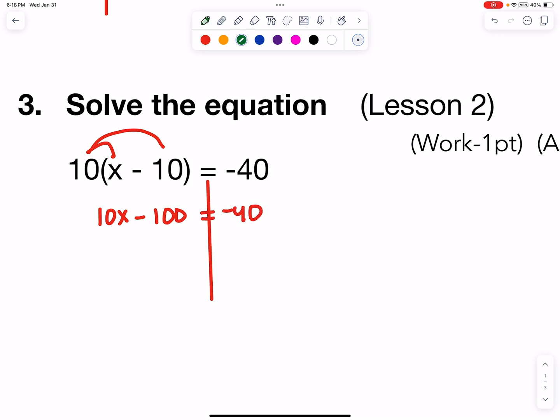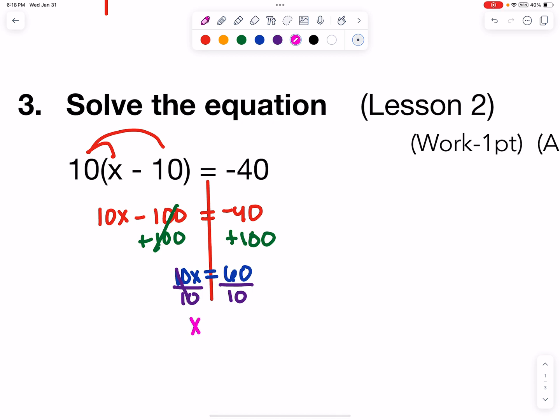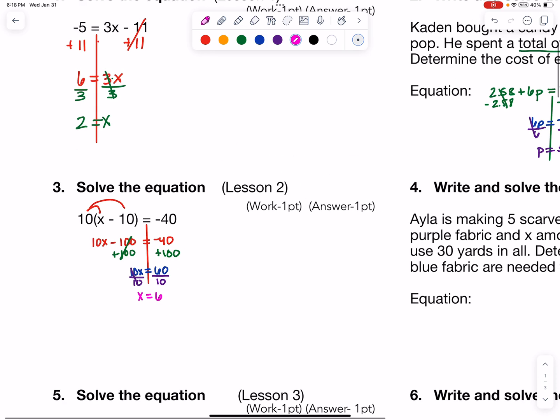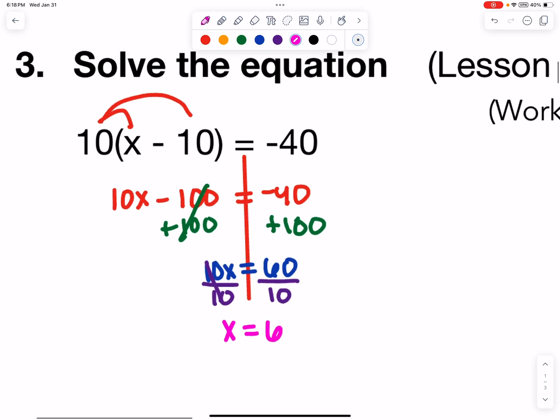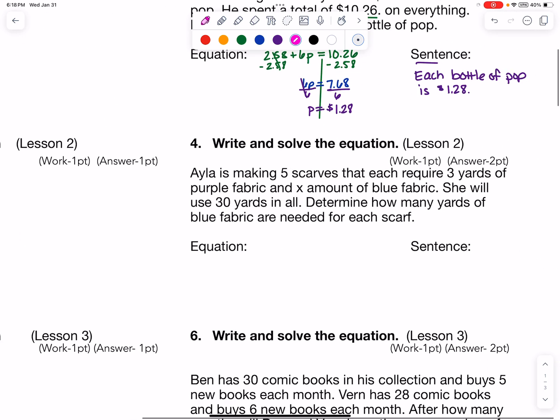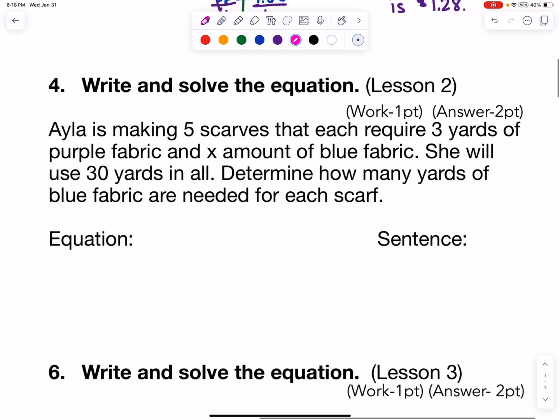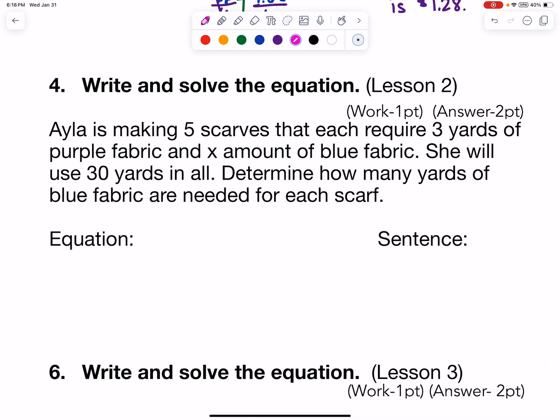Let's go ahead and start moving some things around here. So we have add 100 to both sides. That gets rid of that. And we're then left with 10x equals 100 minus 40 is 60. Now we can go ahead and divide both sides by 10. And we end up with a final answer of x equals 60 divided by 10, which is 6. Okay, so there's that. Because we have a distributive situation here in lesson 2, obviously the word problem is going to be distributive as well because it's lesson 2. So it's a nice little tip or hint here.